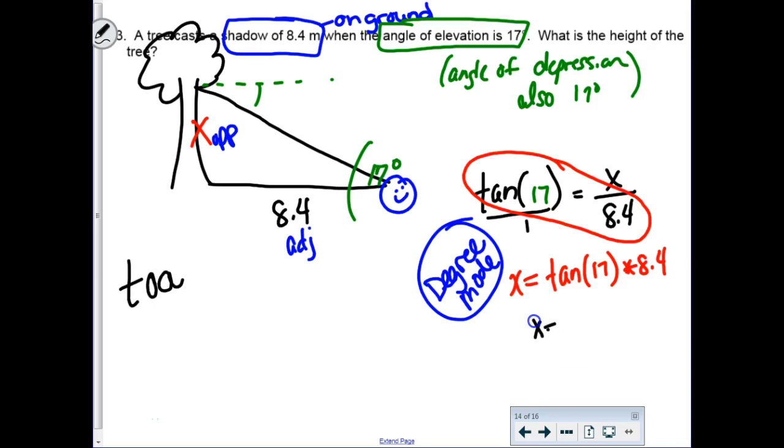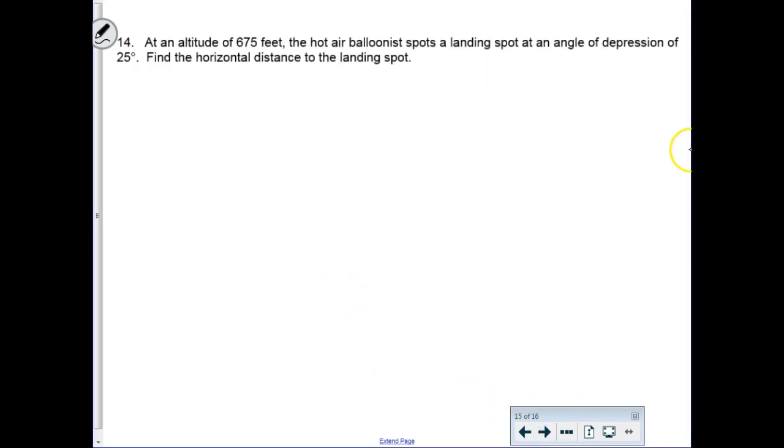I think it's measured in meters here. And it doesn't really say where to round. Tenths place is probably fine, so if you wrote 2.6, that's fine. Alright, please practice typing those on your calculator, setting them up, all of that.